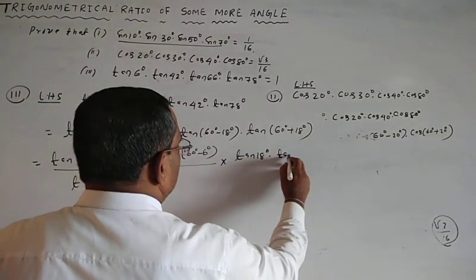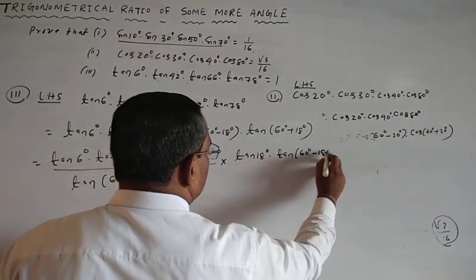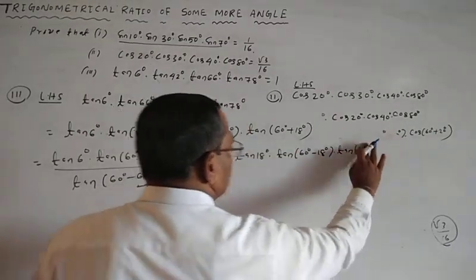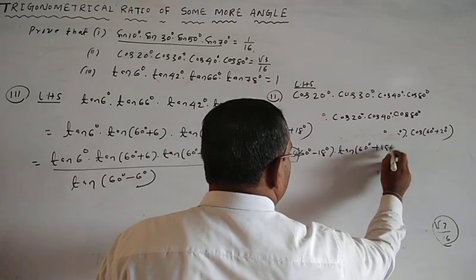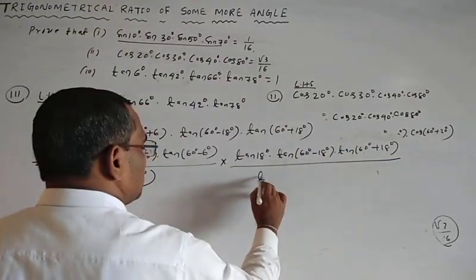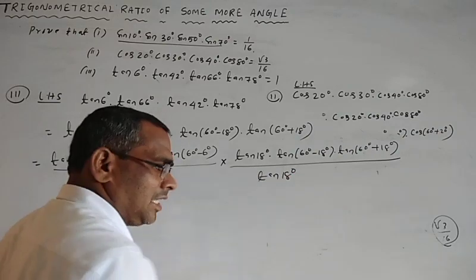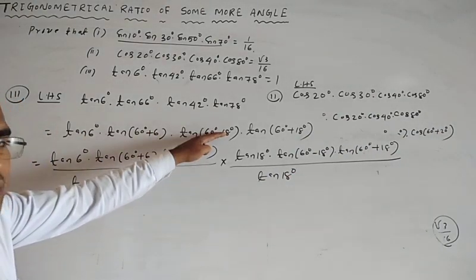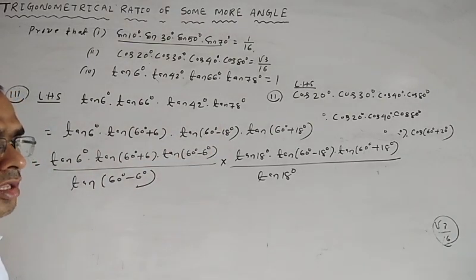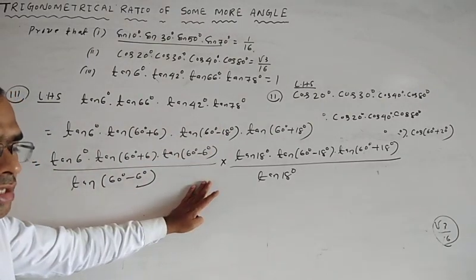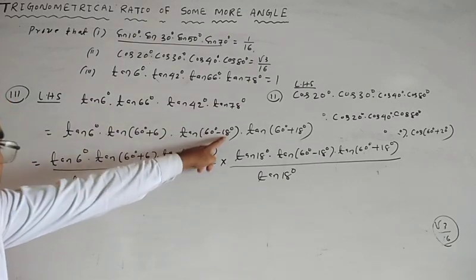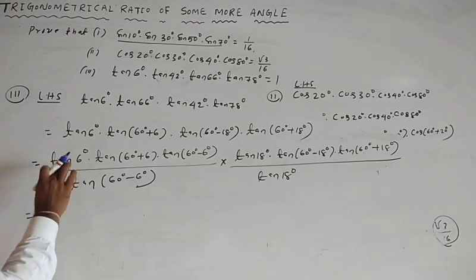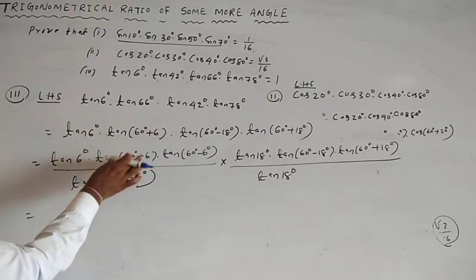So this is equal to tan 18 degree into tan(60 minus 18) degree into tan(60 plus 18) degree by tan 18 degree. Because we require this term, which is not there, we have to multiply and divide in order to get the formula.